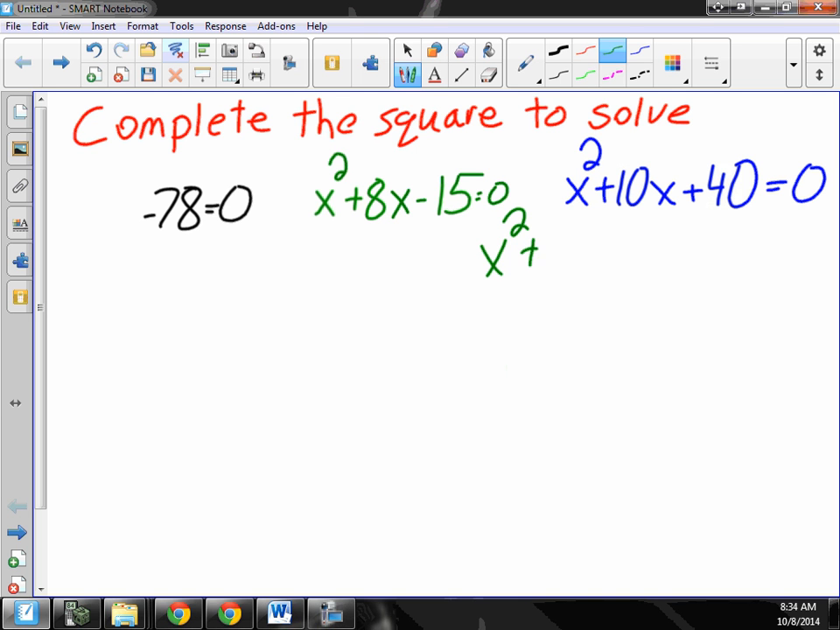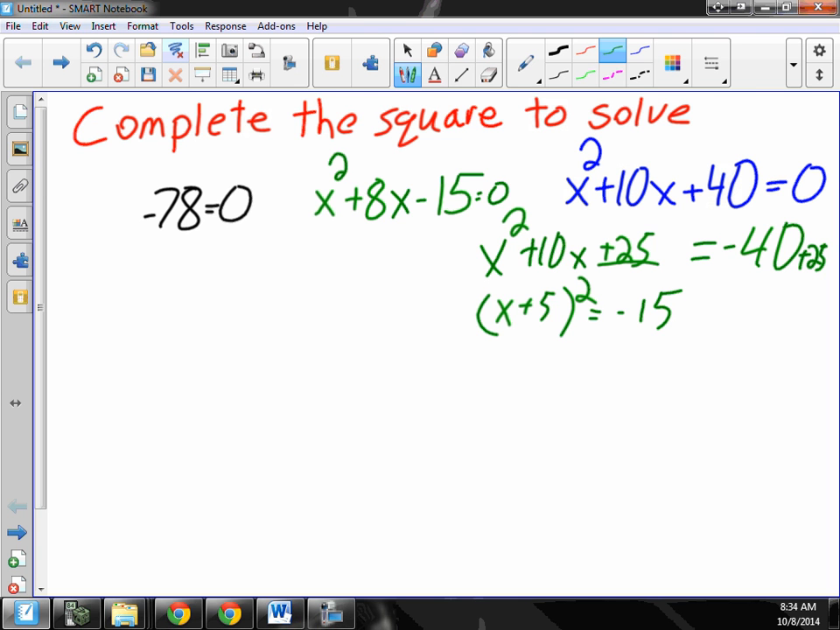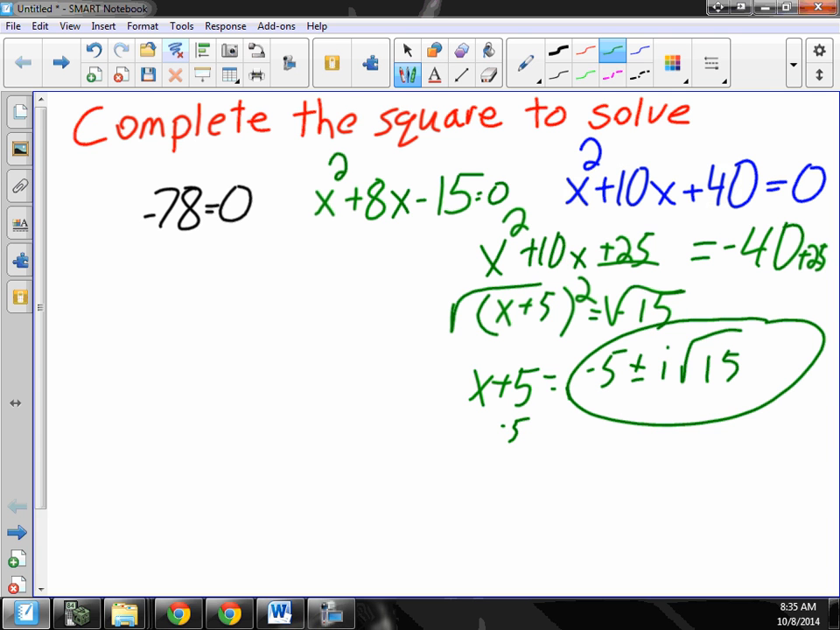So x squared plus 10x, leave a space, equals negative 40. My factor is x plus 5 squared, so my perfect square would be 25. This equals negative 15. Square root. x plus 5 equals plus or minus. 15 is made up of 3 times 5, so it doesn't simplify, but we'll have an i. And then I subtract 5. Negative 5 plus or minus i root 15.